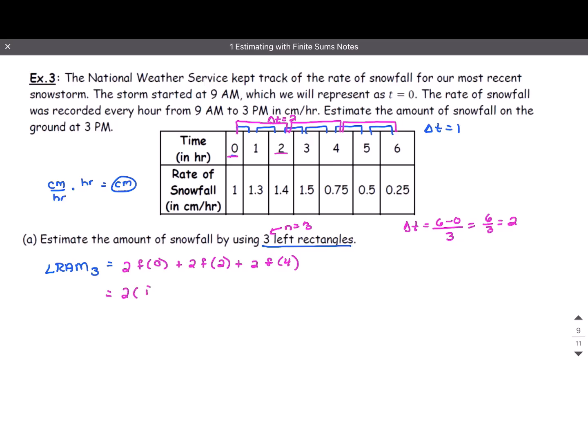f of 0 on the table is 1, plus 2 times f of 2 is 1.4, plus 2 times f of 4 is 0.75. So that's going to give me 2 plus 2.8 plus 1.5. That's 6.3 centimeters. Nice. Okay, there we go.